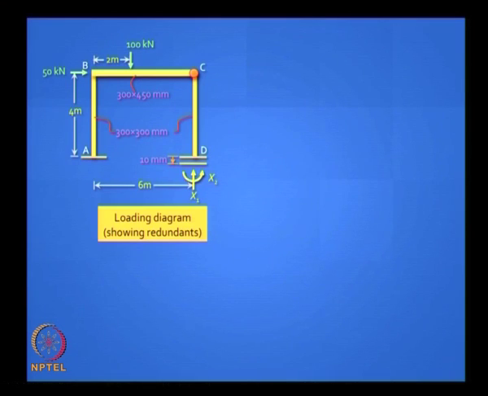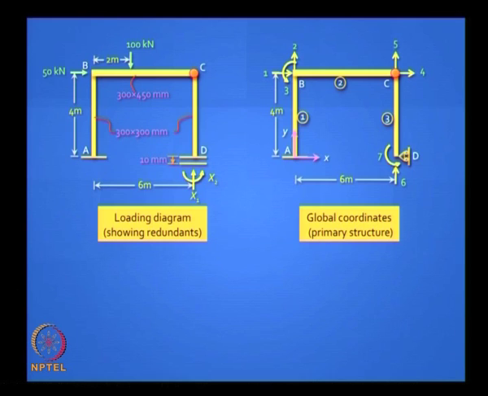Okay. So I am going to choose my redundants x1 and x2 as the vertical reaction and the moment at the support D. Which means in my primary structure, I have to release those two corresponding restraints to displacement. So what's the support I will put there? There you are. Put a roller in the vertical direction. Okay. Put the roller in the vertical direction and number your coordinates appropriately.